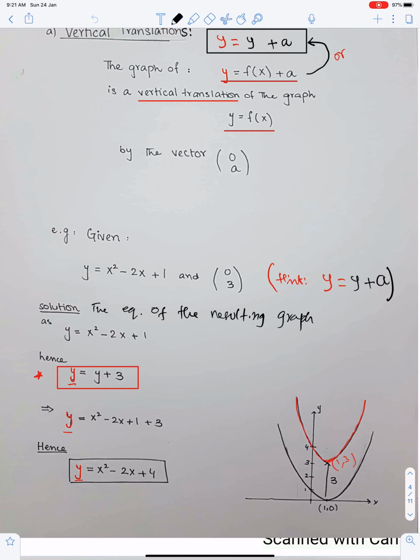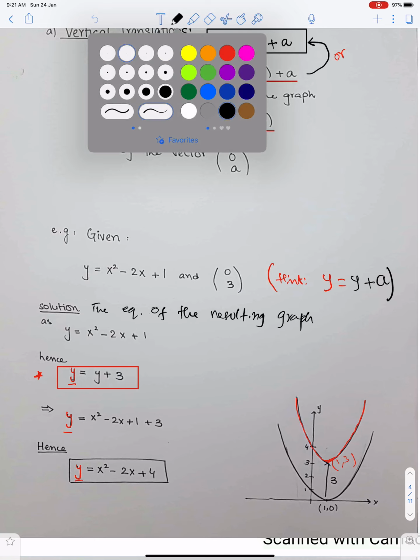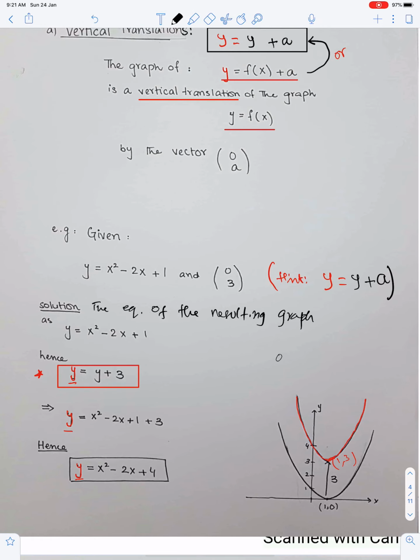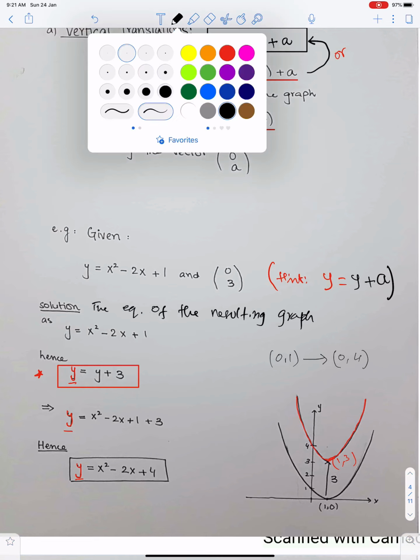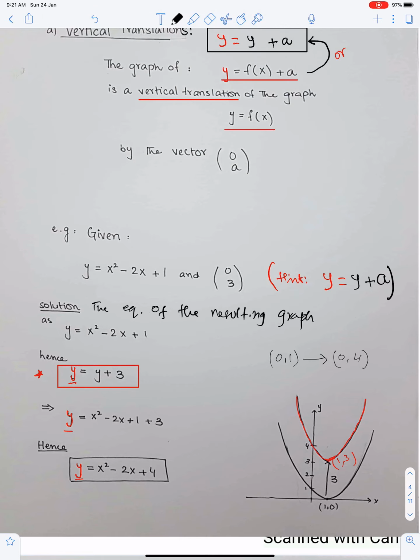This is the way to get the points of image. 0, 1. So by adding 3 into vertical component, we will get 0, 4. This means that the two curves have exactly the same shape, but they are separated by 3 units in the positive y direction. Hence, this graph is a translation of this graph by the vector 0, 3.